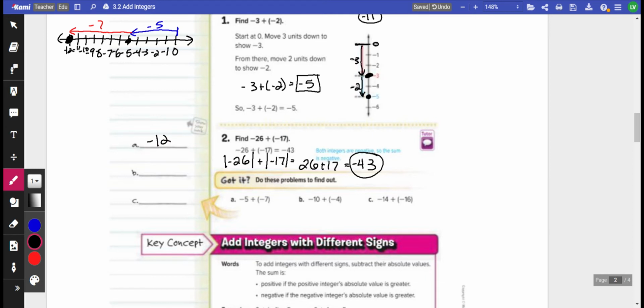Letter B, negative 10 plus negative 4. Well, again, I can show on a number line. I'm actually going to show down here. So I'm going to start at 0 on the right, and then I'm going to go to the left 10. And I'm going to plot negative 10. Then I'm going to add another negative 4, so I'm going to continue going to the left 4.